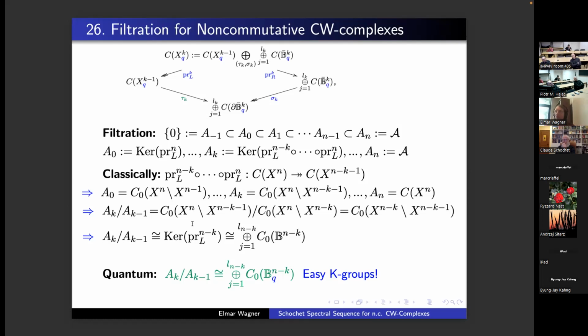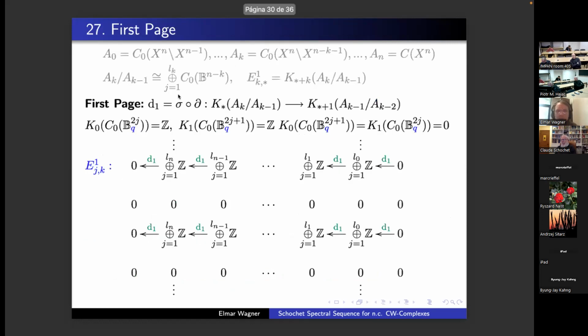And the nice thing is, if you look at the quotients, they are simple. The quotient gives us just the open balls, and the open balls have easy K groups. These are copies of Z. So our first page has only copies of Z and the D1, which is related to our Dow K. So that's one of these examples. These are just K0, K1, K0, K1, all these copies according to the numbers of balls we have.